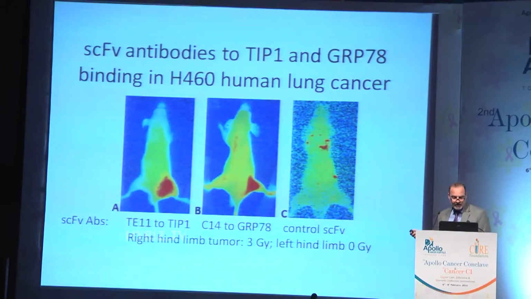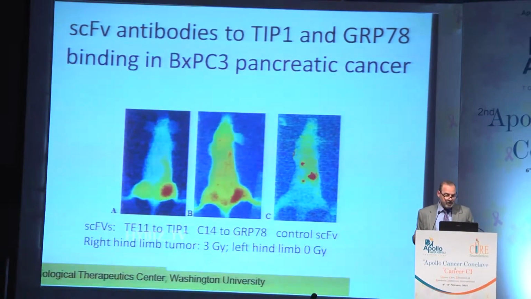So these are images of the antibodies to our inducible antigens TIP1 and GRP78 following irradiation of a human lung cancer. And in our pancreatic cancer model, you see the same type of result where we get specific binding to cancer in mouse models.